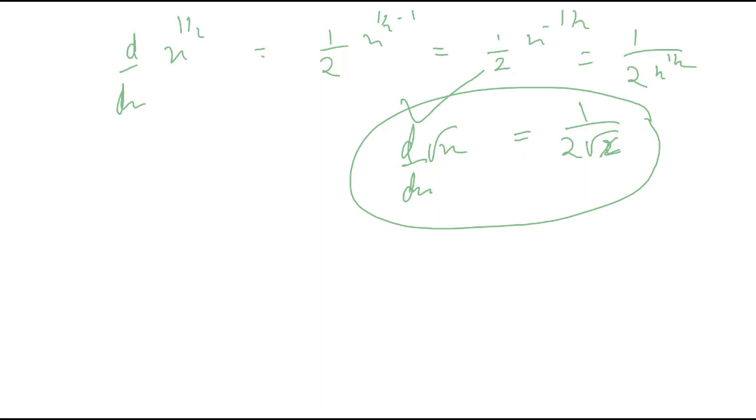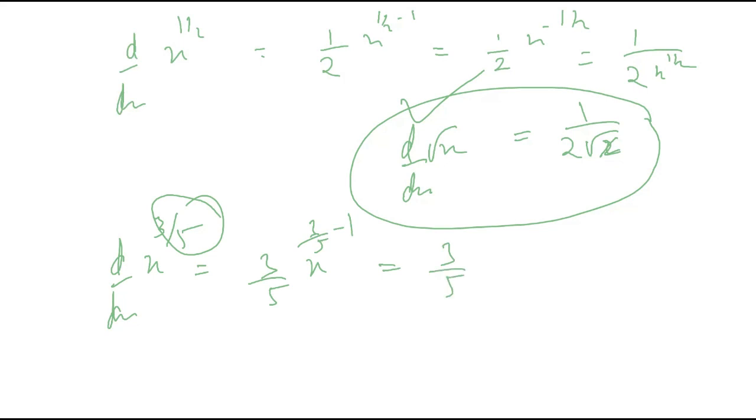If you have something like d by dx of x raised to power 3 over 5, then 3 over 5 will come forward. You have x raised to power 3 by 5 minus 1, which gives 3 by 5 x raised to power minus 2 over 5. Furthermore, it is 3 over 5 times x raised to power 2 over 5 in the denominator. Okay, and this way you are able to do the questions.